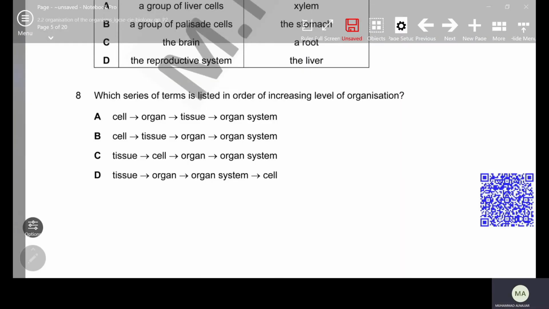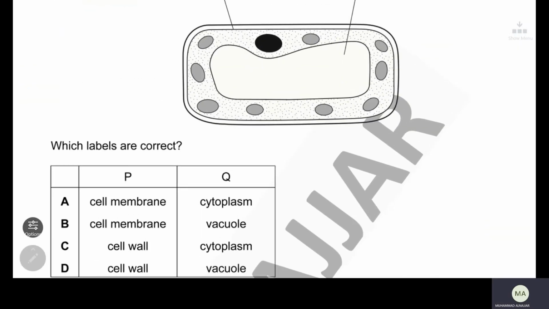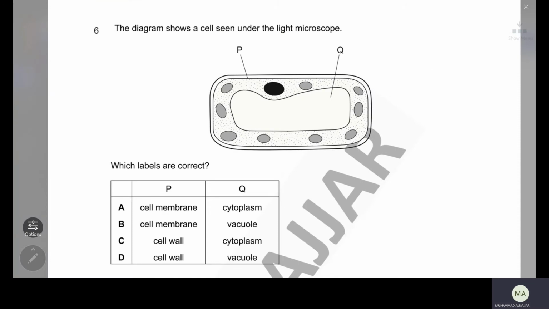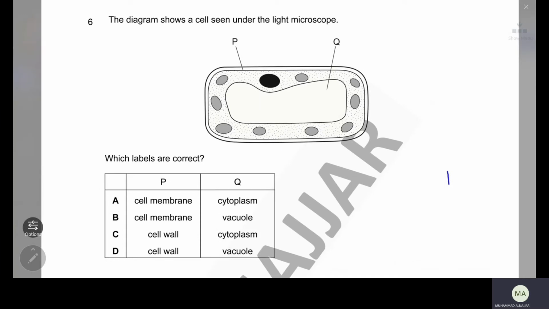Question number 6, I'm sorry. The diagram shows a cell seen under the light microscope. Which labels are correct? If we label correctly, this is my key to answering such questions, then you will probably find the answer. P is cell wall or cell membrane. It is not the outside, it is the inside, so it is the cell membrane.